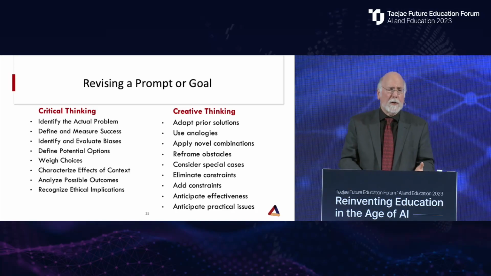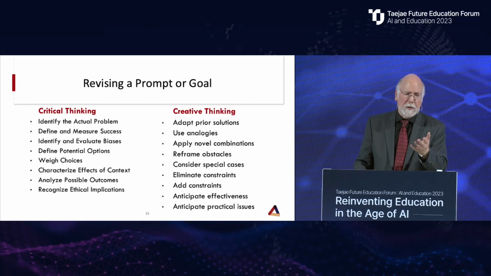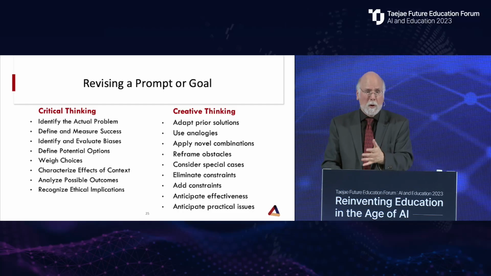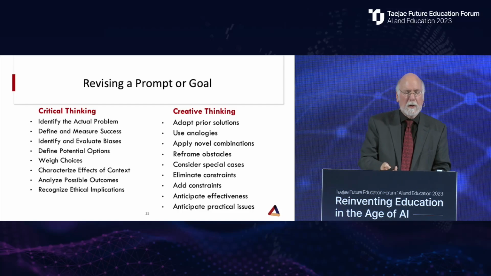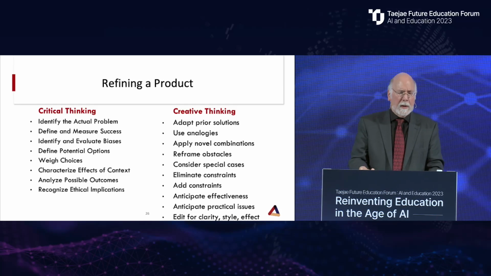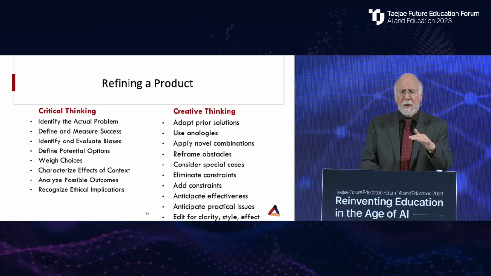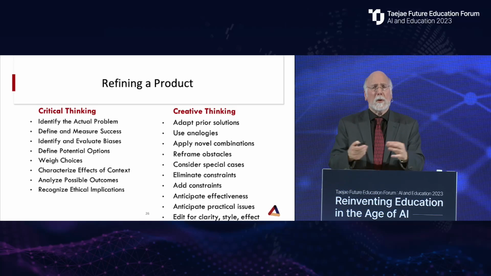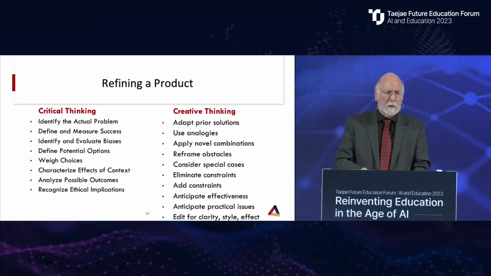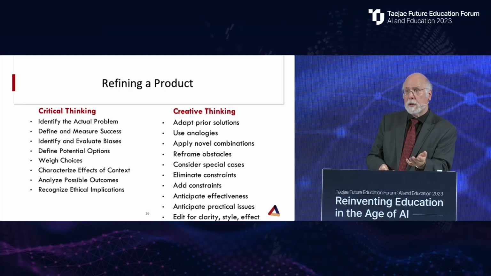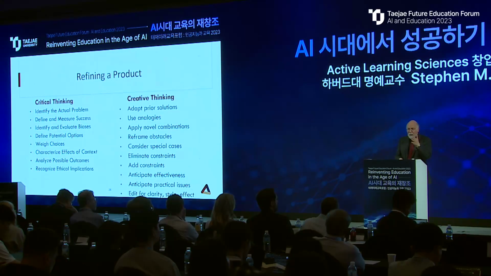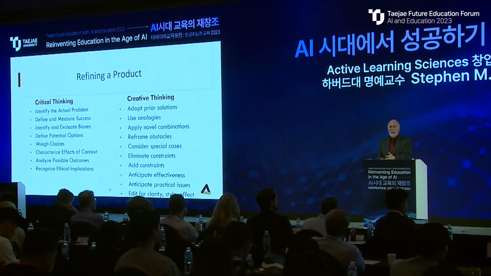And then if you decide you're going to revise a prompt or goal, again, you see there's a fair amount of critical thinking, but there's still a lot more creative thinking involved in revising. And finally, same kind of thing with refining a product. So you can see these different components overlap. Some are used a lot, some are used only in very specialized cases. But this is what you need to learn to do. You need to learn these aspects of critical thinking and these aspects of creative thinking and learn how to combine them in using this CAL.